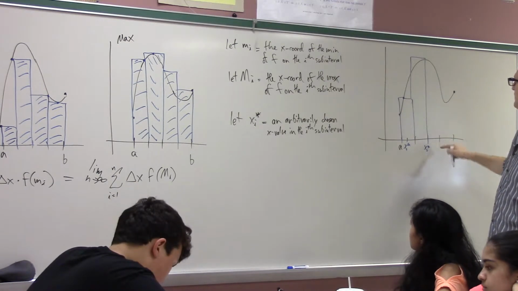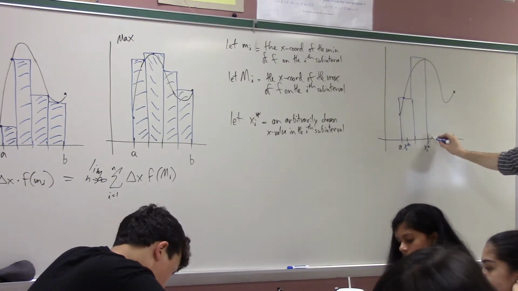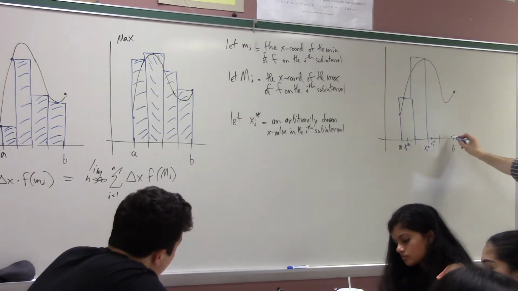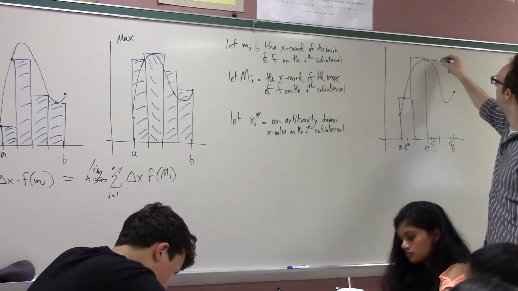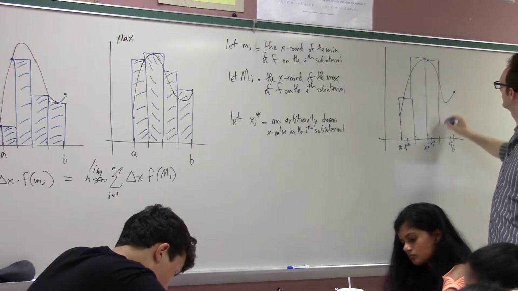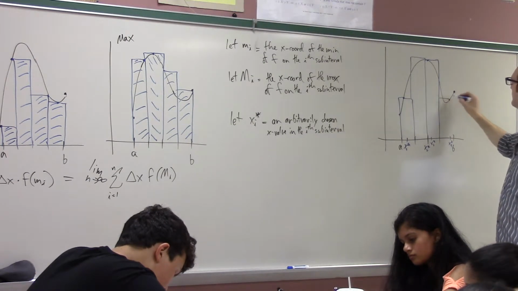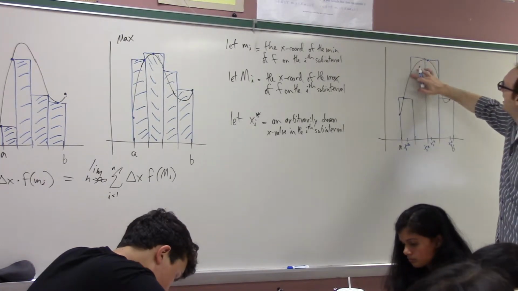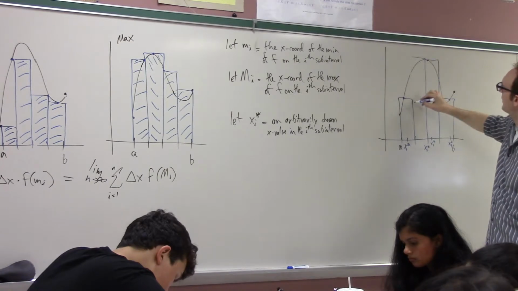And then in the third subinterval, I'll pick, I don't know, that one. So that's x sub 3 star. And in the fourth subinterval, I'll pick that one. I can pick whatever point I want to be representative of that function on that subinterval. And this is all okay as long as what?